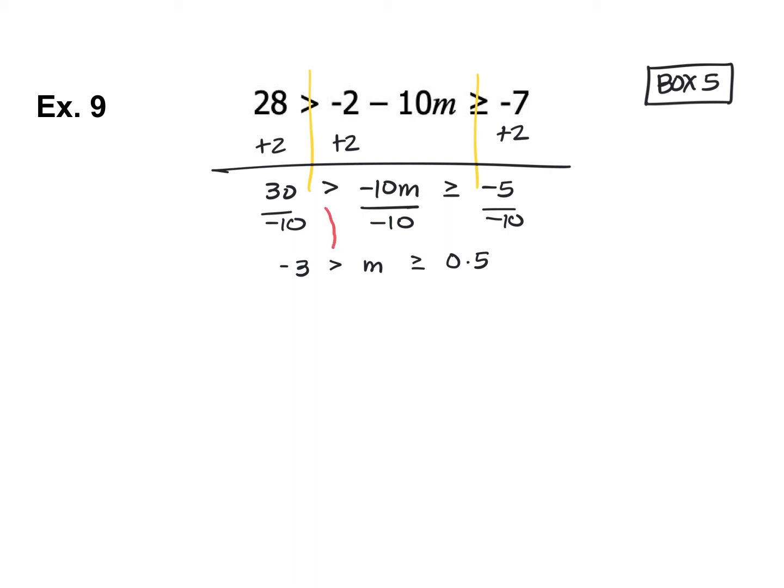Hopefully you ladies and gentlemen were able to identify the mistake. I'm supposed to reverse the inequalities, and the reason I'm reversing them is because I am dividing each section by a negative. So I have negative 3 is less than m, which is less than or equal to 0.5. So this was the incorrect step, okay?